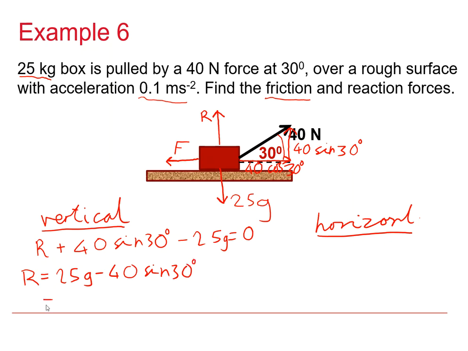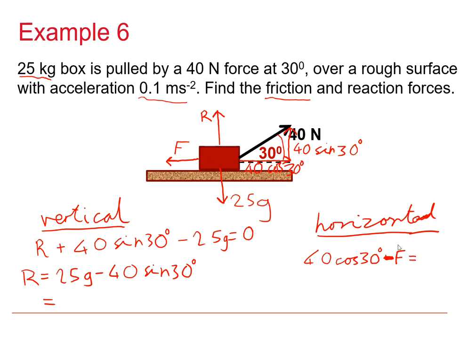And in a moment we will work that out, but we've got everything there that we need, because we know that g is 9.8, and we can use our calculator to get sine 30. Or in fact, if you know your trig functions, you know that sine 30 is a half. Now in the horizontal direction we have two forces acting. We've got the 40 cos 30 acting to the right, minus the frictional force F, because F is acting to the left. So we've got 40 cos 30 minus F.